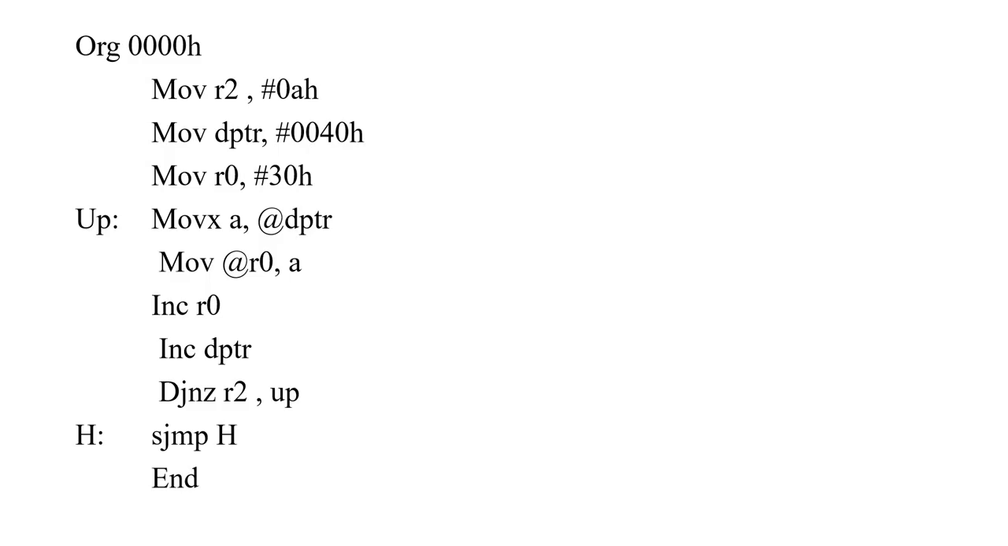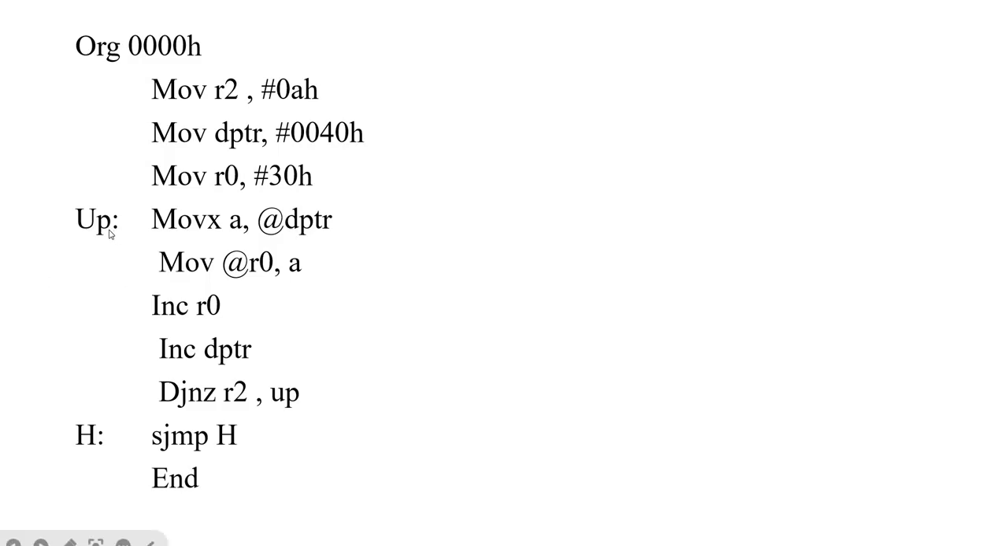External memory is typically accessed via the MOVX instruction, which relies on the DPTR to specify the full address. So once we are done with the initialization process, that is initializing R2 and DPTR, which will point to the source memory address, then we have MOV R0, #30H, that is the destination memory address.